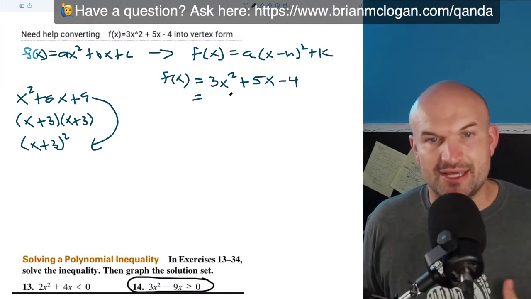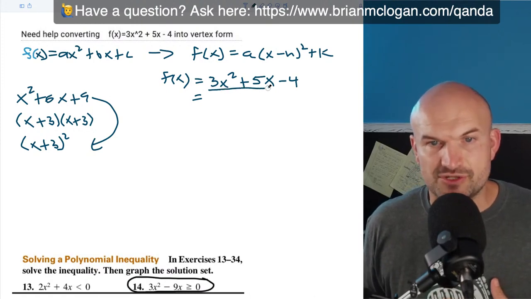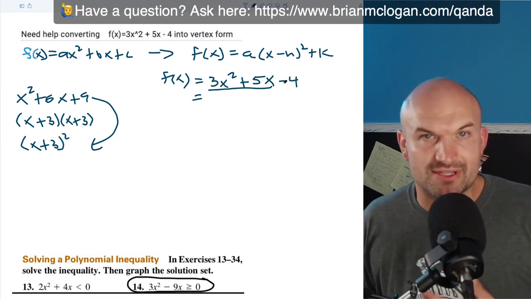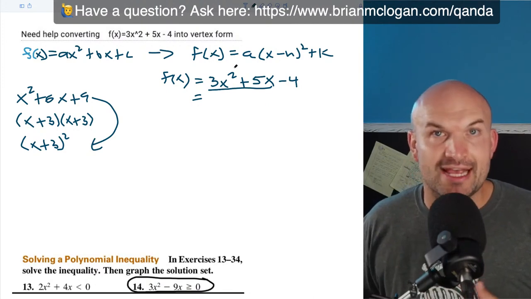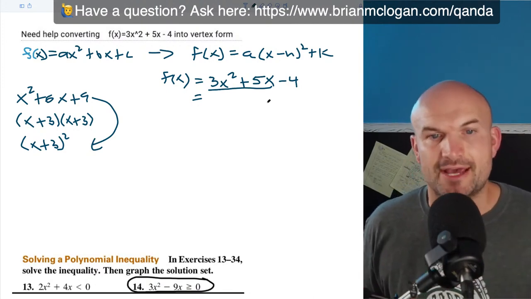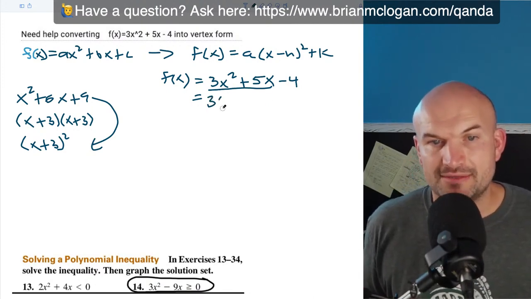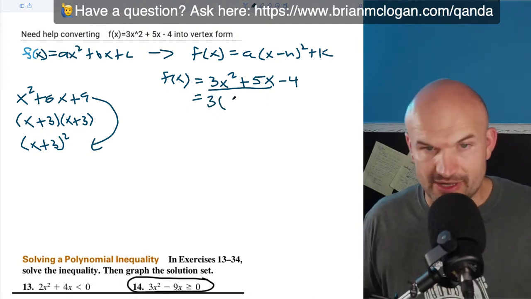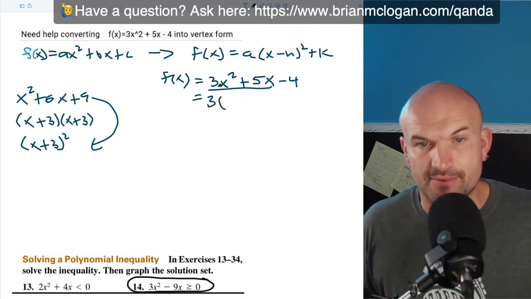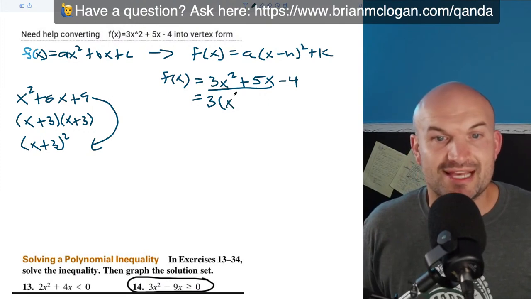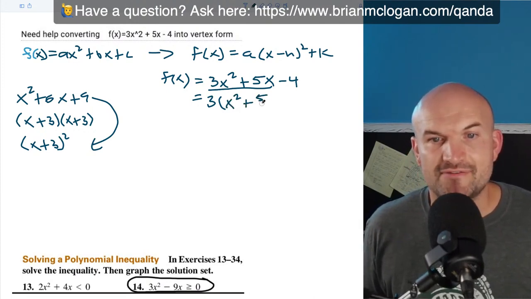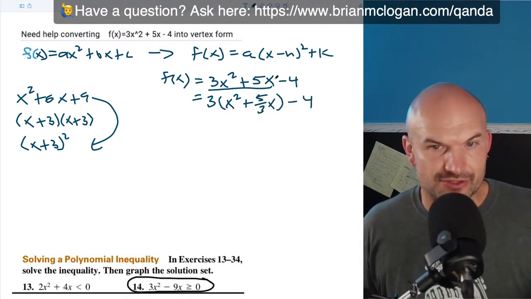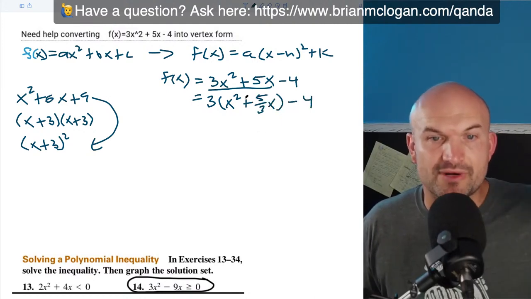The way that I'm going to teach it is I'm just going to factor out the first two terms. I'm not going to worry about the constant. I'm just going to try to create a perfect square trinomial with the x's, okay? So when I factor out a 3, I'm basically dividing out a 3 from the first two terms. That's going to leave me with 3 times x squared plus 5/3 x, minus 4. So again, notice I didn't do anything with the 4. I just factored the 3 out of there.